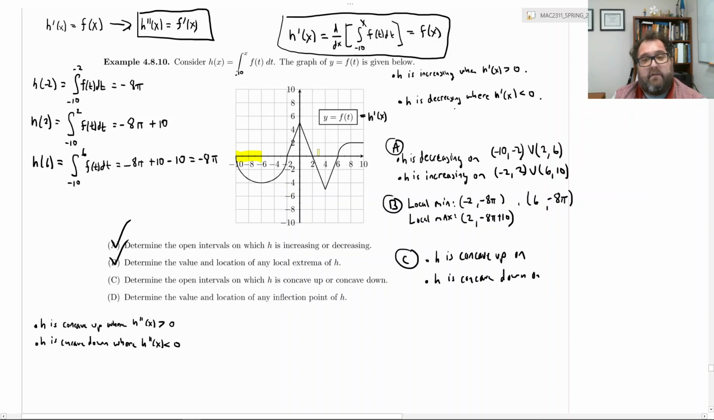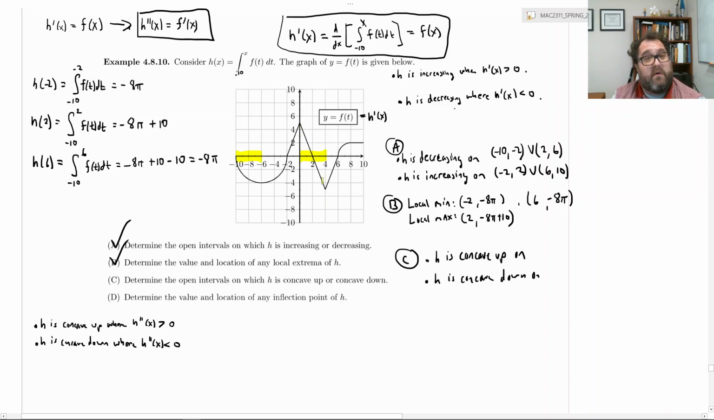Where else is the graph falling from left to right? Where else does it have a negative slope? Well, starting at the origin, it's falling from left to right and falls until you get to 4, right? Until you hit that little valley down there. It's falling from this little peak to that little valley.